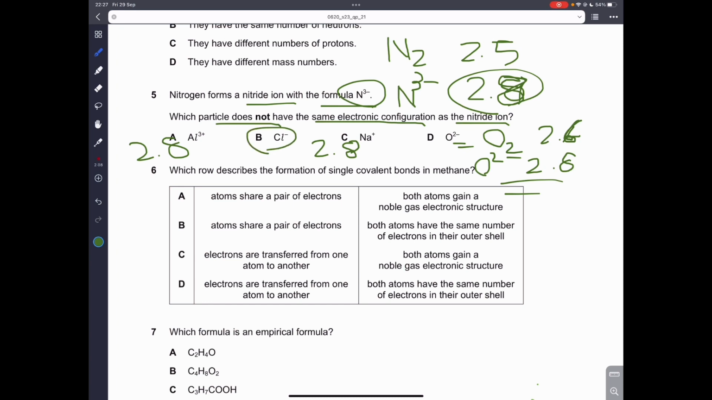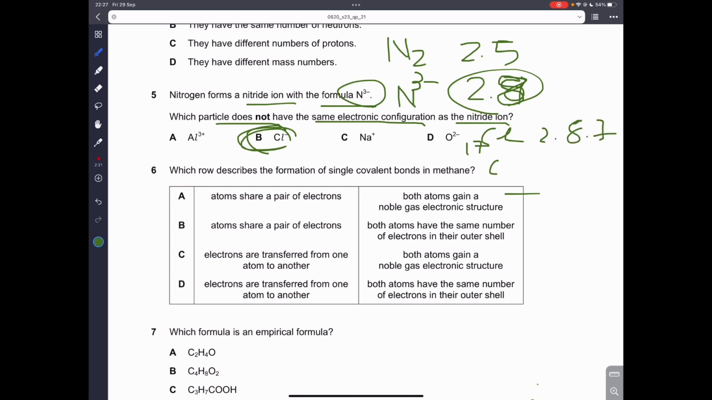Now let's look at the chloride ion. So the answer has to be B, but let's see why it is not the same. Chlorine is basically 17, so we are going to write it 2.8.7. Now if we write the chloride ion, we can see that there is a negative charge, so it has gained 1 electron, so 7 plus 1, you have to add the extra electron to the outer shell, so 2.8.8. Now this does not have the same electronic structure as the nitride ion, so this is the wrong option, so we have to choose B for the answer.